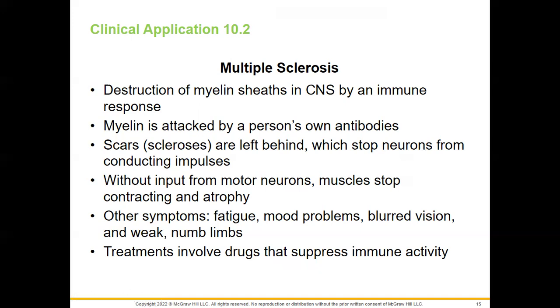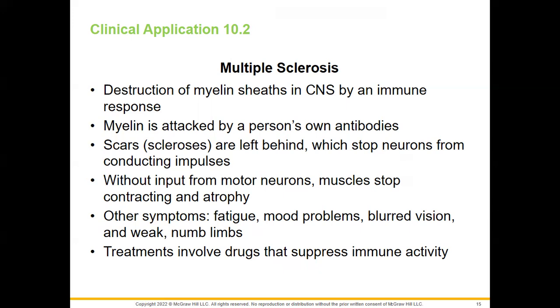The impulses can't go from the dendrites and cell body through the axon to the next cell because of the scars that are left behind impeding impulse conduction. Without the input from the motor neurons, muscles stop contracting and they atrophy. So, because the axons of these cells can no longer send signals to the next cell, those next cells stop receiving impulses. For muscles, those muscles stop receiving impulses to tell them to contract.